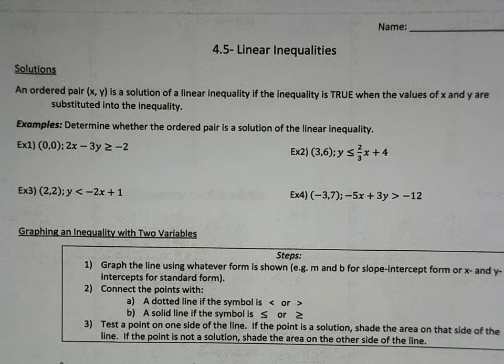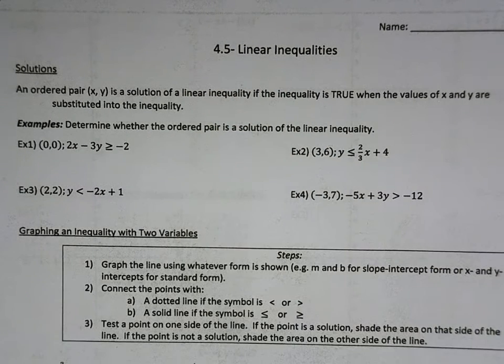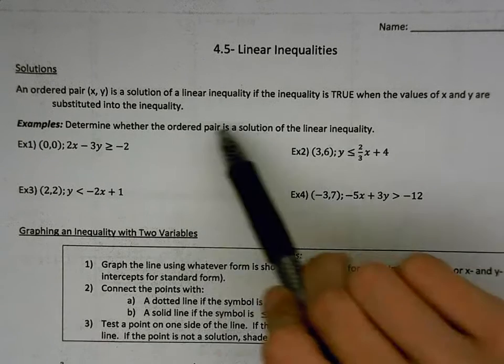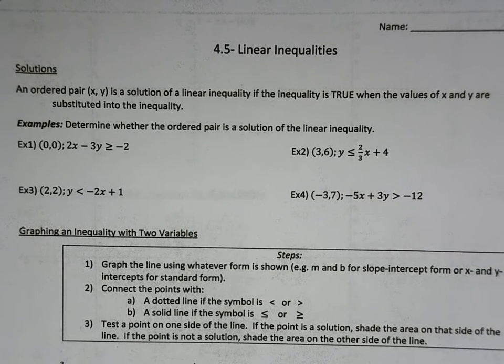So we started with discussing solutions. An ordered pair is a solution of a linear inequality if the inequality is true when the values of x and y are substituted into the inequality. And so we started with 4 examples here where we just tested that. Determine whether the ordered pair is a solution of the linear inequality.